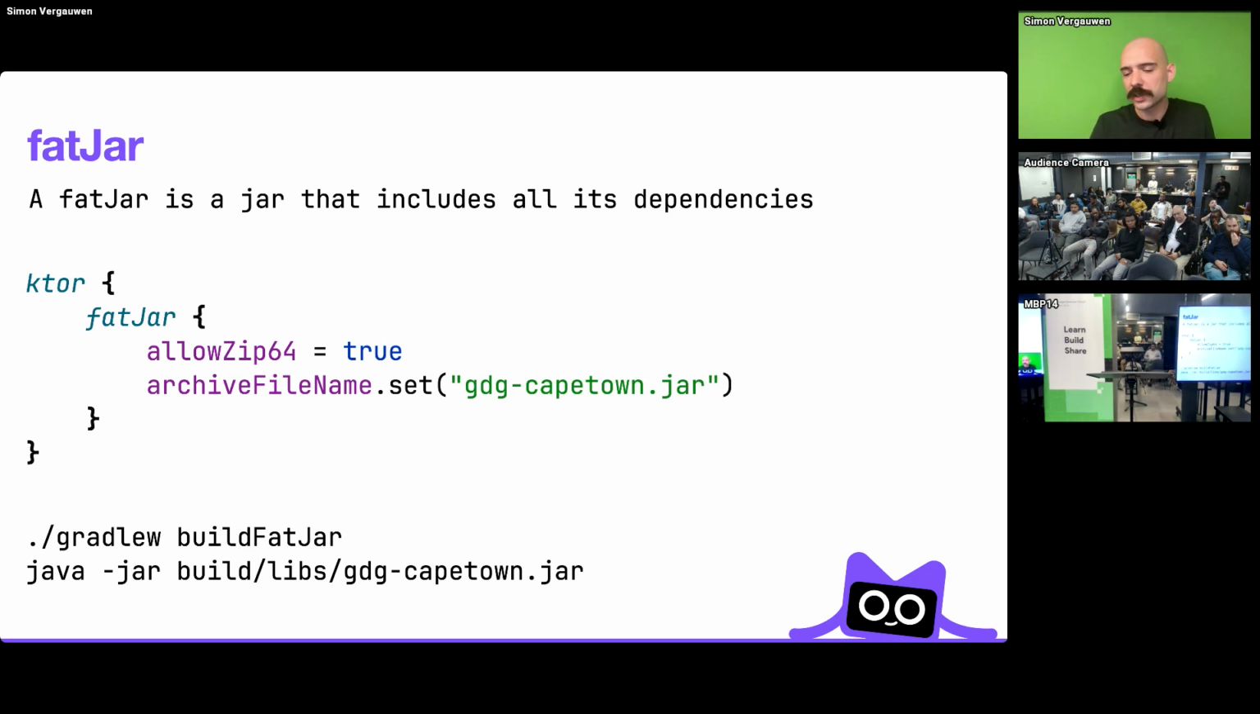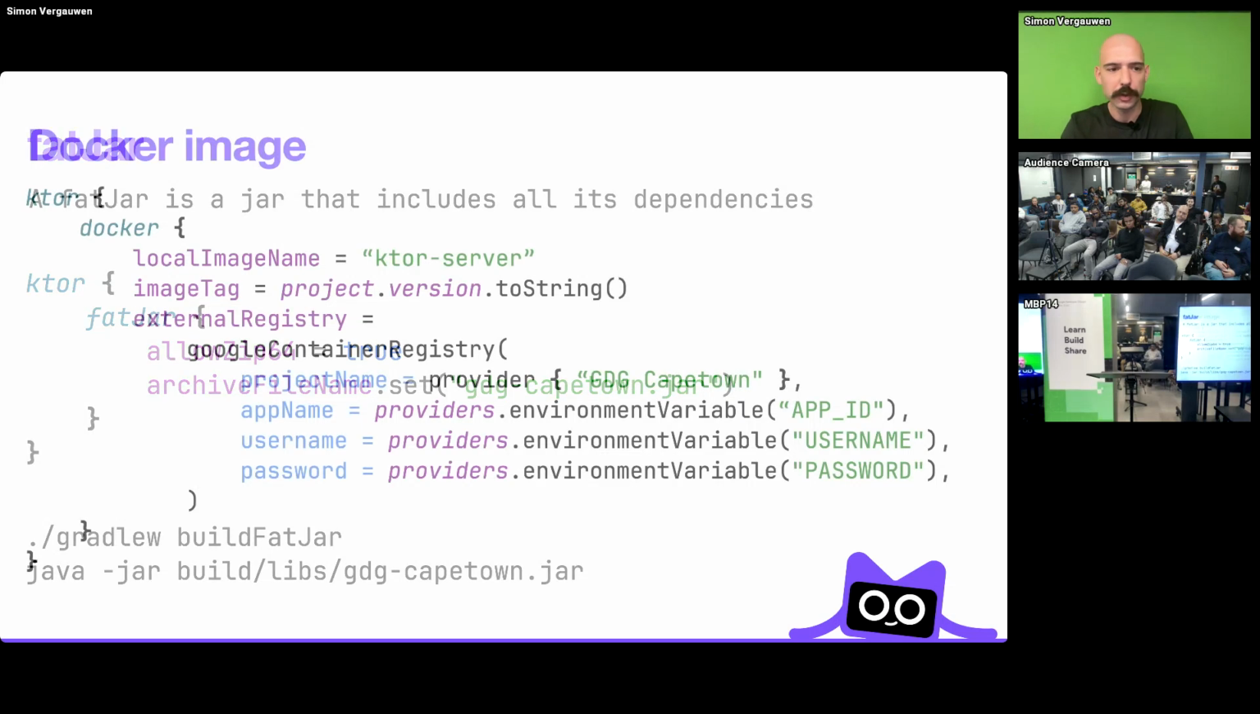And while this is really interesting for running a jar in any environment that supports Java, it is often also not what we want to do in production, right? We are here at the Google Developer Group, so we want to deploy things to Google Cloud, of course.